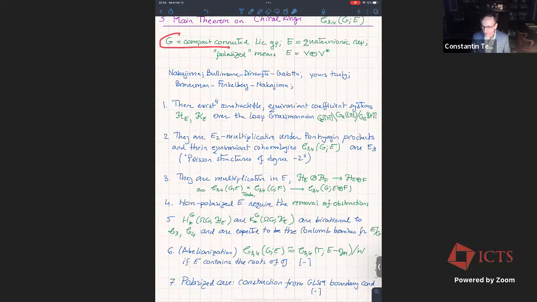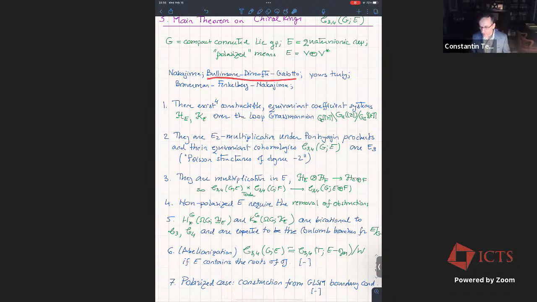So G is going to be a compact connected Lie group. If G is disconnected, you have to add the story of twisted sectors, which I haven't looked at in detail. I think there is some work on that. E is going to be a quaternionic representation, and polarized means it's a double of a complex representation V. So some statements are easier when it's a double. And this incorporates work of Nakajima, with some fairly precise suggestion of what should be happening.